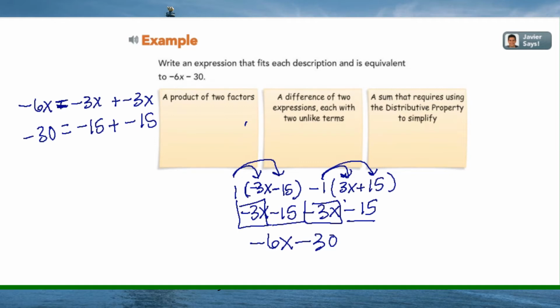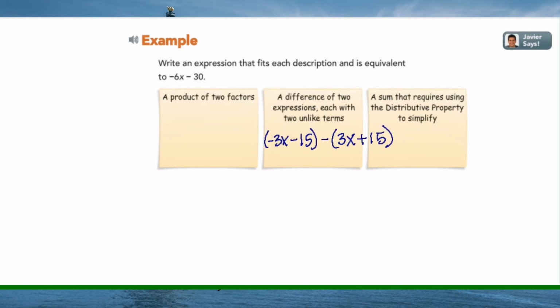So therefore, this expression, the quantity of negative 3x minus 15 minus the quantity of 3x plus 15 is equal to negative 6x minus 30. Now there's more than one way you can do this. I'm going to think of another way I can separate negative 6x.